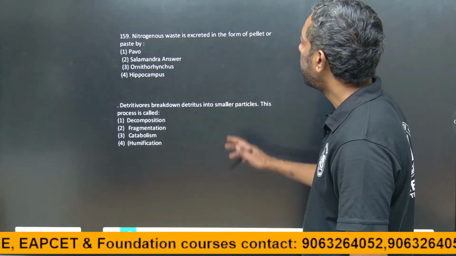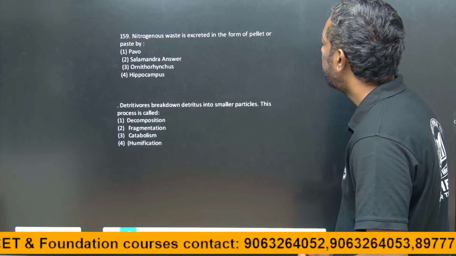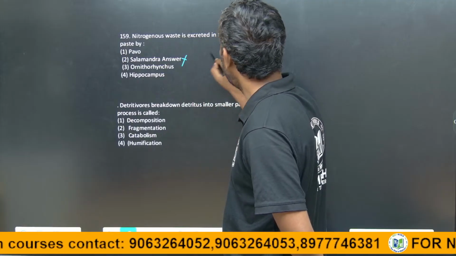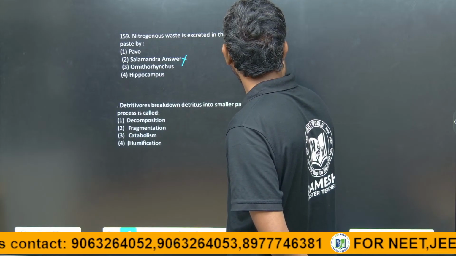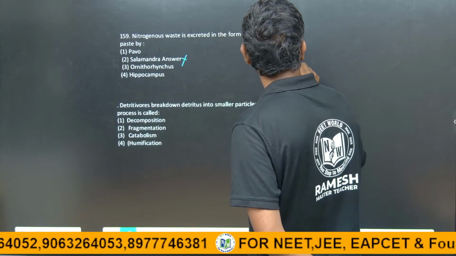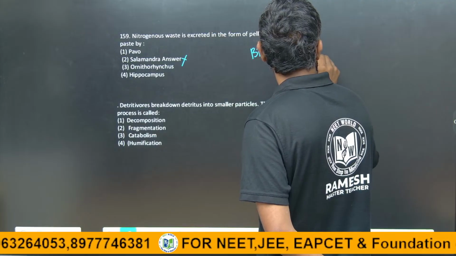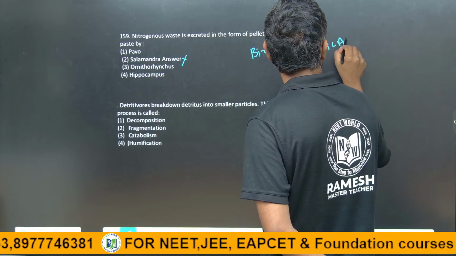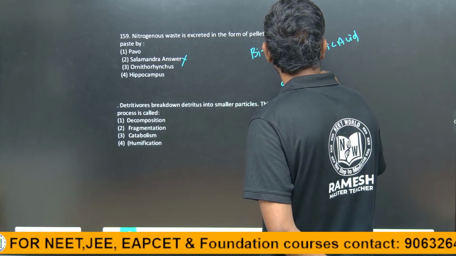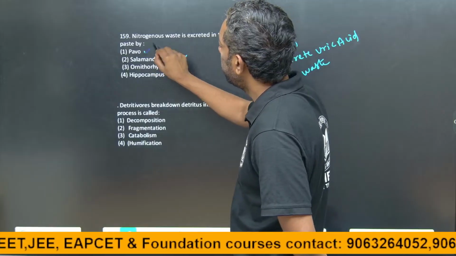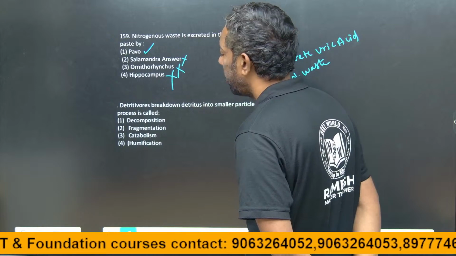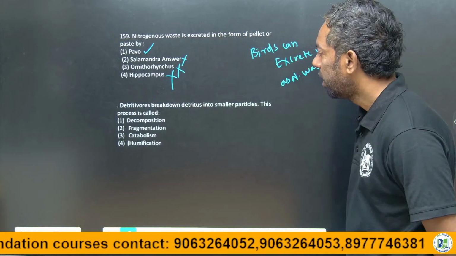Nitrogenous waste excreted in the form of pellets. Yeah, guys, salamander is not a bird. Birds excrete uric acid as nitrogenous waste. Here, pavo is a bird. Hippocampus is not a bird. Very simple question.